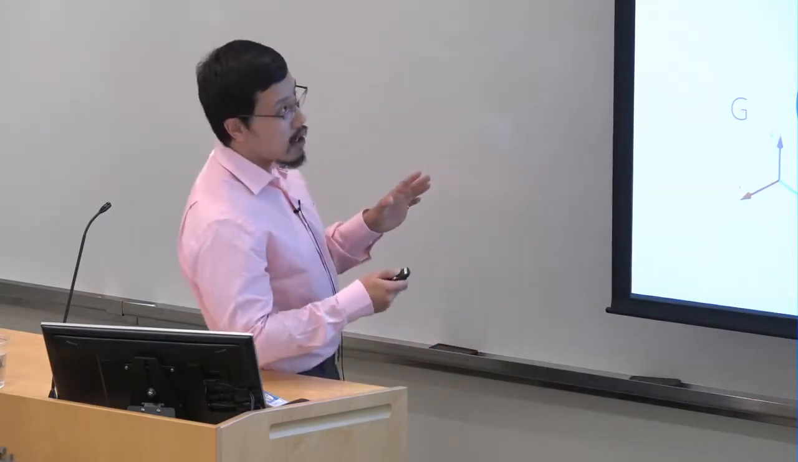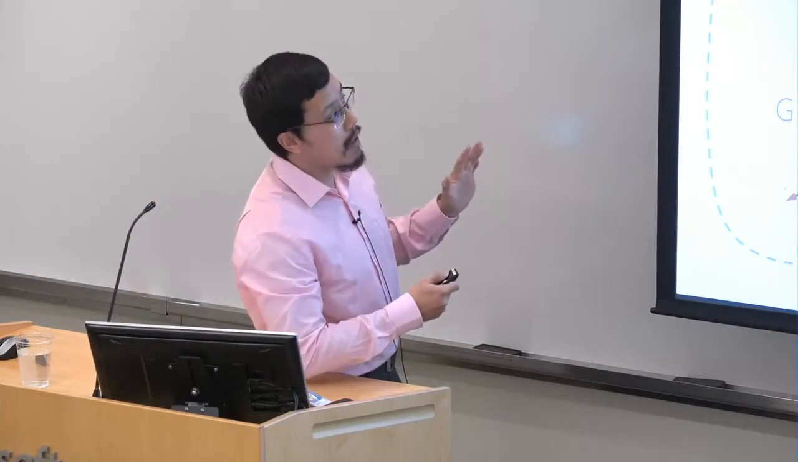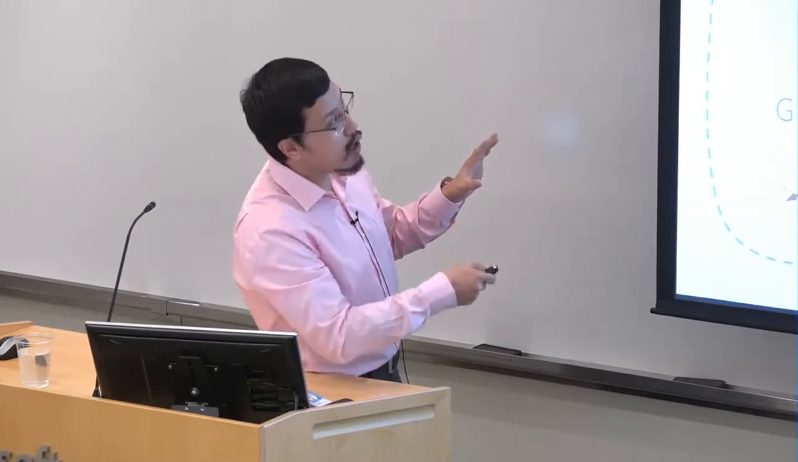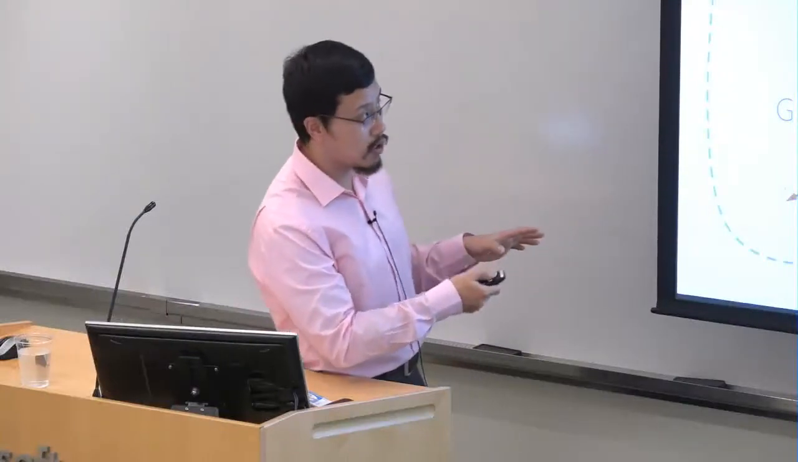So as we can see here, this is the initial calibration process. For the calibration process, we ask the subject to perform a T-pose. And the purpose of that is we try to align the global frame with our body frame, G with B. The 1 here denotes sensor 1 or body part 1, like upper arm or lower arm. And then if we can align both of them, the transformation from B to S and G to S could be identical. So R S1 to B1 is equal to R S1 to G. These two are identical. That's the whole purpose of calibration. We know these two values are identical, and then we perform the actual motion.